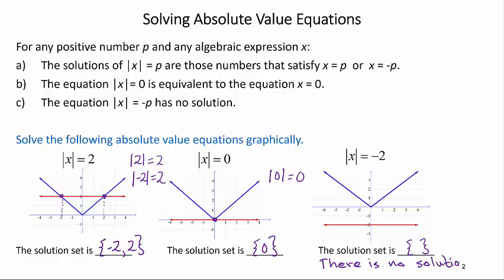Hopefully that makes sense to you, because the absolute value has to be a positive number. So if you have absolute value of anything equal to something that's negative, that should be a red flag. That can't be. Okay, great.